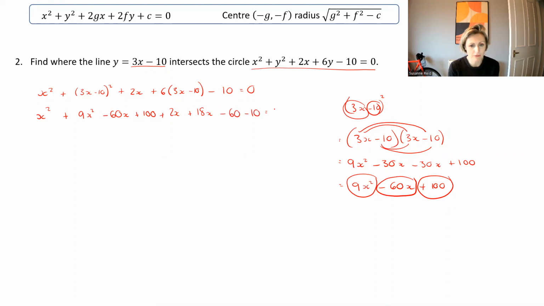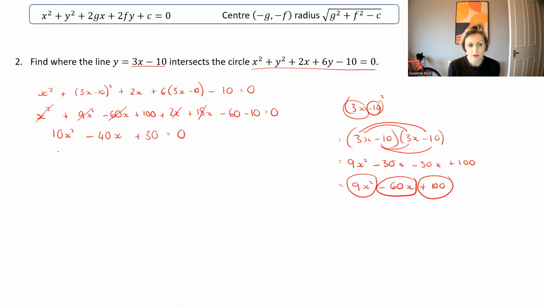Minus 10 equals 0. And then we're tidying that up. So my x squareds, I've got 10x squared. I'm just going to score them out to make sure I've counted them. Then my x's, I've got negative 60x plus 2x plus 18x. So that's negative 40x. So that's them done. Then I've got 100, take away 60, take away 10, which is 30, equals 0.